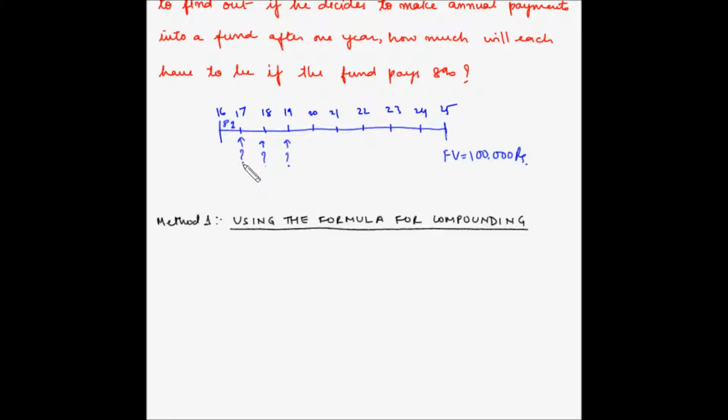Now the first deposit that is made by your father in this fund will gain an interest of 8% up to this time, which is the 25th birthday. So if we consider this amount being deposited on the 17th birthday as PV, this PV will get converted into an amount. Let's say we call this FV1.